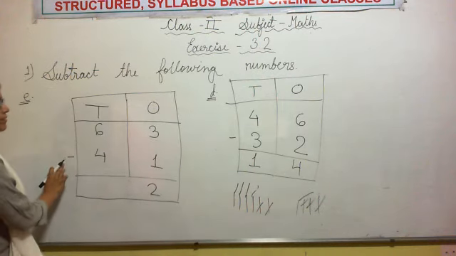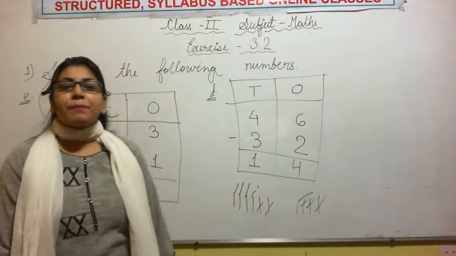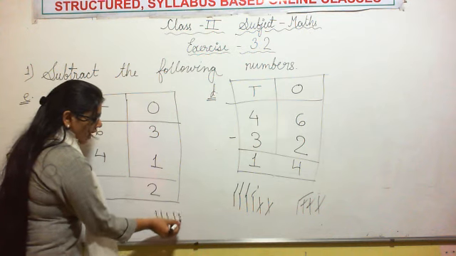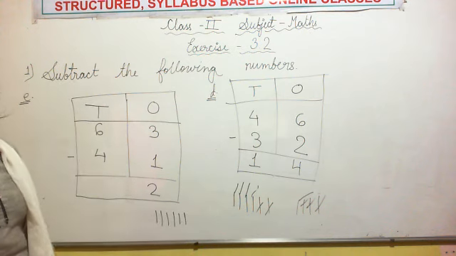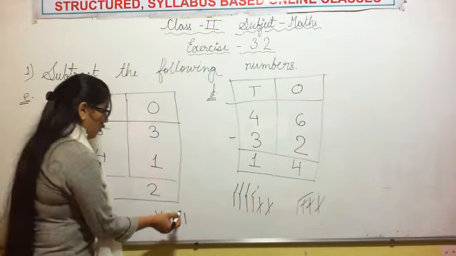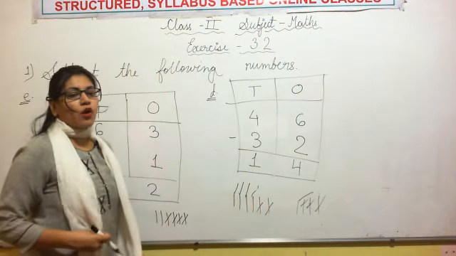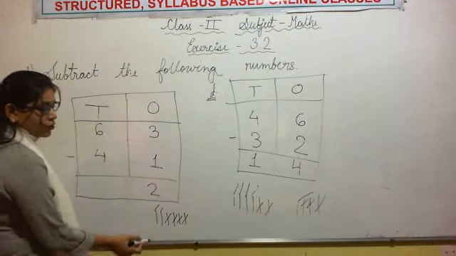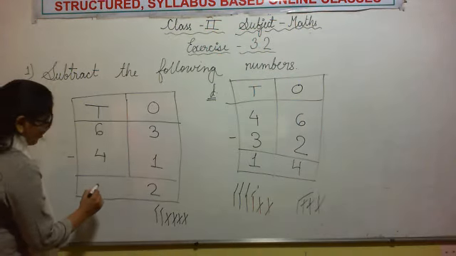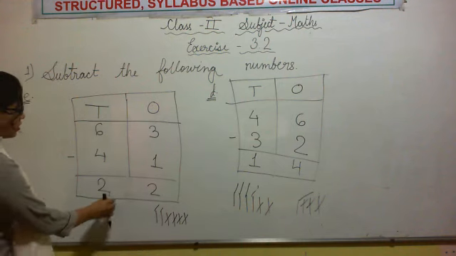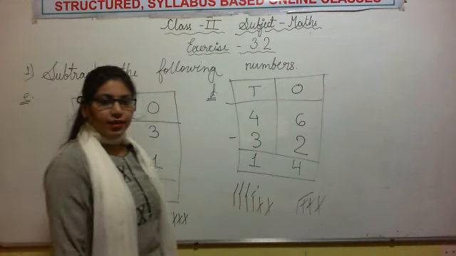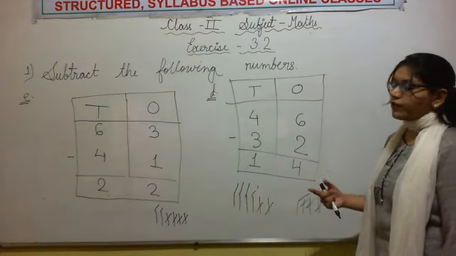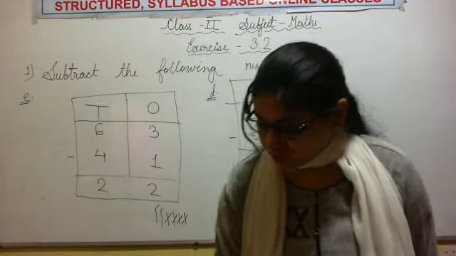Now, 6 minus 4. First of all, we will draw 6 sticks. 1, 2, 3, 4, 5, 6. Minus 4, so we will cancel out 4 sticks. 1, 2, 3 and 4. Now, we will count the remaining sticks. 1 and 2. 2 sticks are left. So, we will write the number 2. So, our difference or the answer is 22. 63 minus 41 is equal to 22.